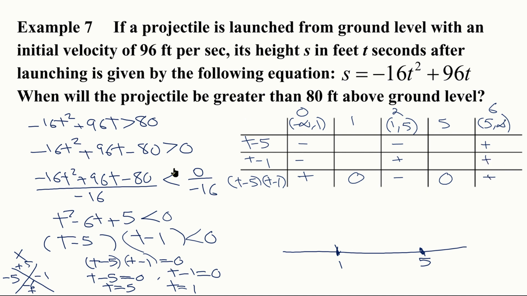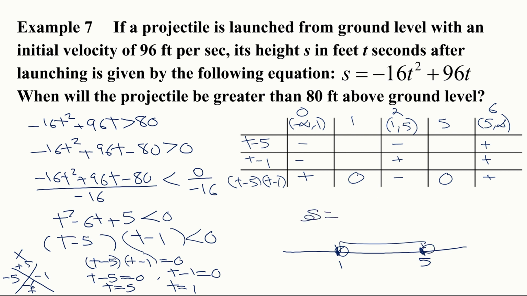Now, because the inequality changed on us, we're looking for the regions where this product is negative. Less than 0 means negative, strictly negative. So these are no good. We don't want the regions where it's 0. We only want this region. So everything between 1 and 5. So basically open circle at 1, open circle at 5, and everything in between.